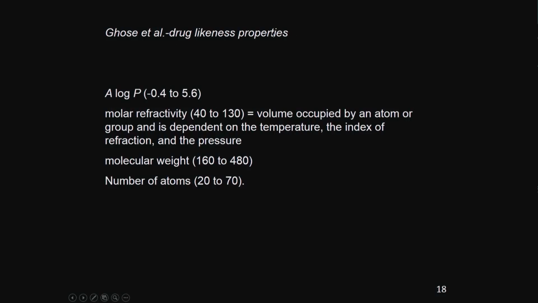This is called drug likeness property. So, they came up with the law, again log P. There are many prefixes like M, A, so these are calculated using different softwares. They gave a little more range, minus 0.4 to 0.6. Molar refractivity between 40 to 130.